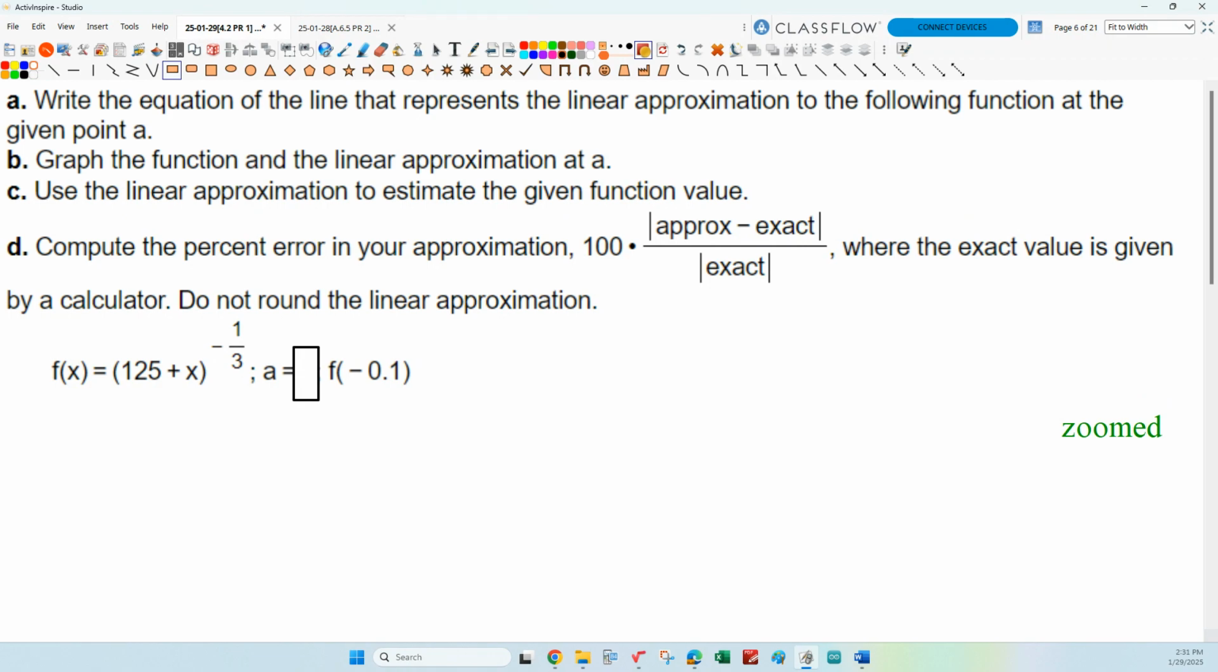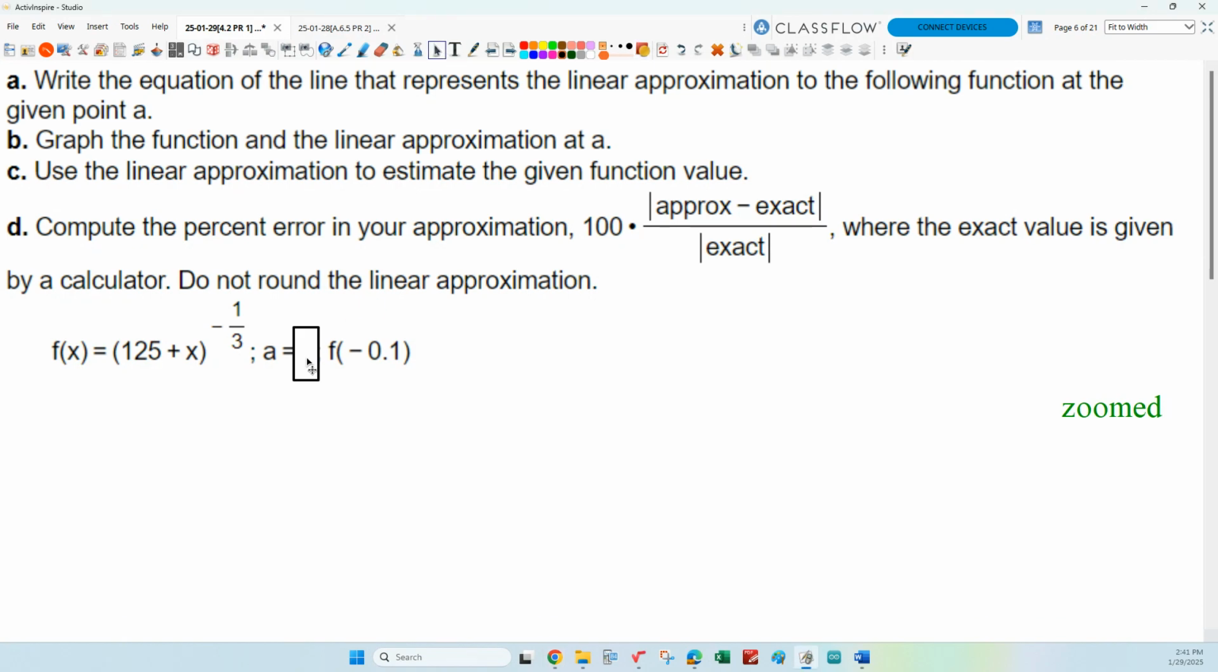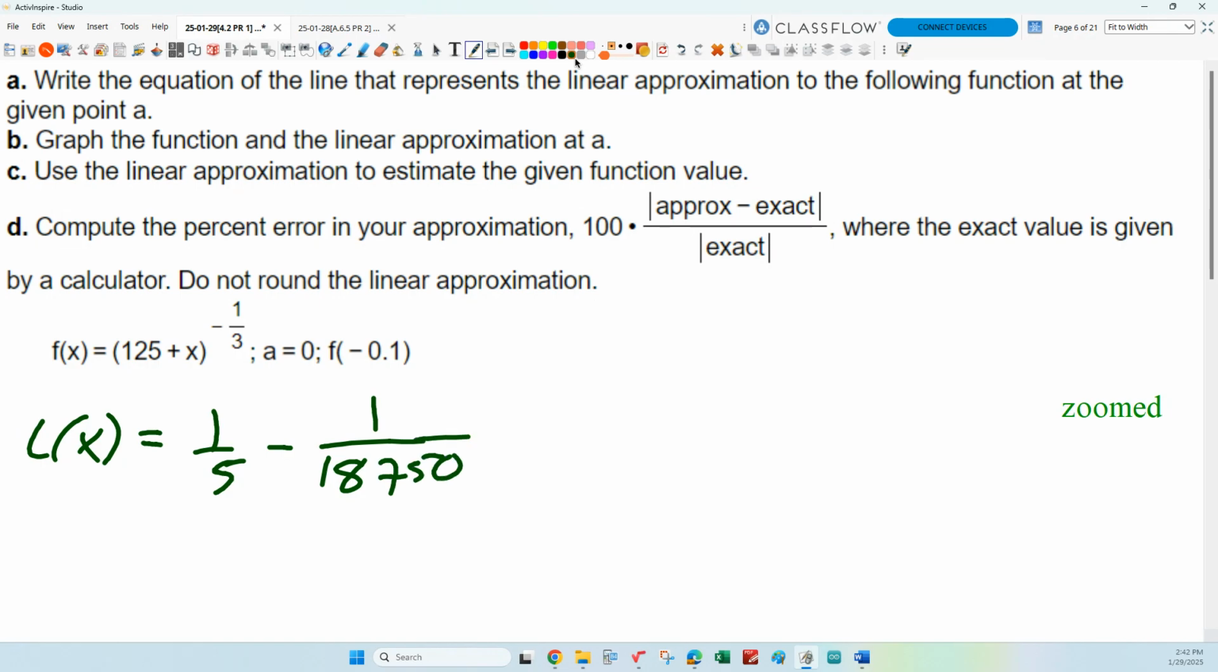Okay, that was pretty good. I thought you guys did great. So you picked a, and a was 0. And I think everybody came up with the right linearization. Didn't you all get, for your L of x, 1/5 minus 1 over, what was it? And then we multiplied by 1/10. We got that right. Is that right?